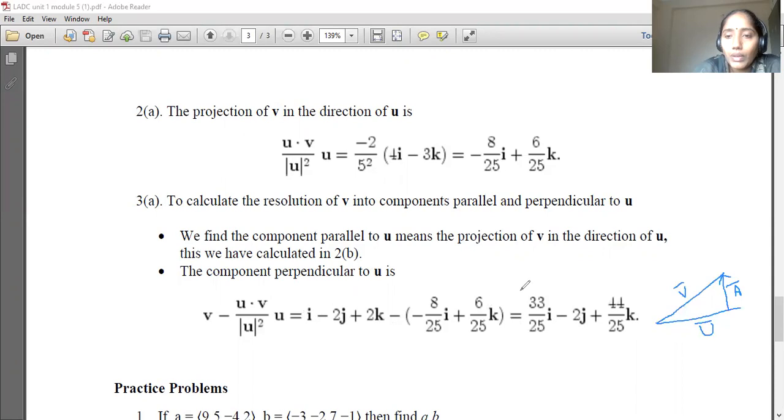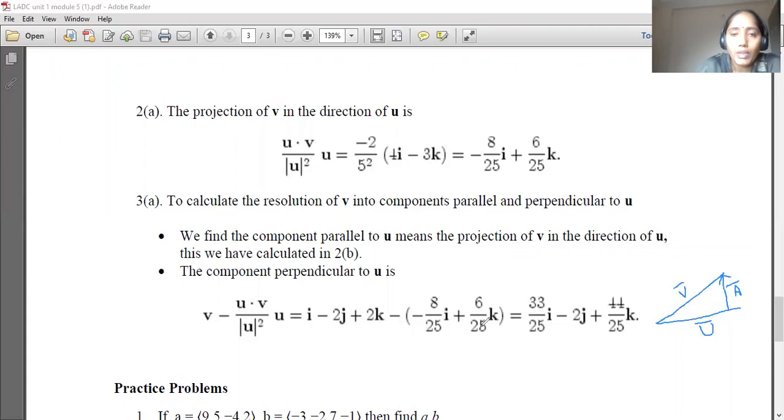Just use this formula for finding the perpendicular component. The component perpendicular to u, a bar, is equal to v bar minus the projection of v bar on u bar. Just substitute v bar, that is i bar minus 2j plus 2k, minus u bar dot v bar by norm u squared, modulus of u squared, into u. That is already found in the second question. Just use this value and subtract one from the other. Then you will get the component perpendicular to u.